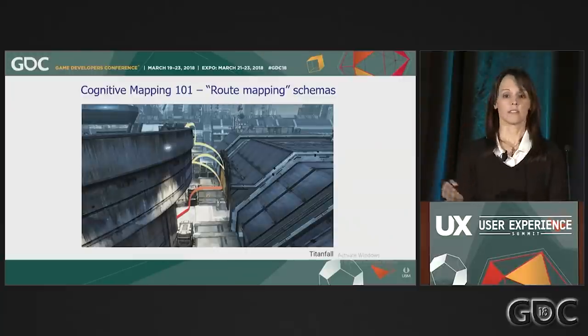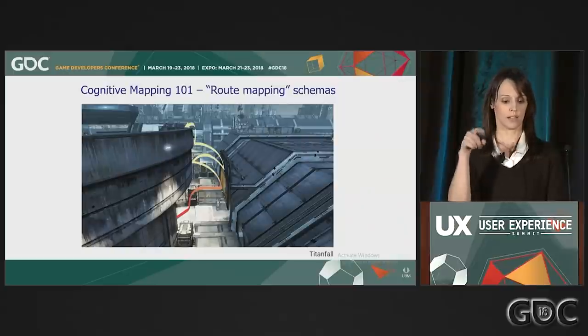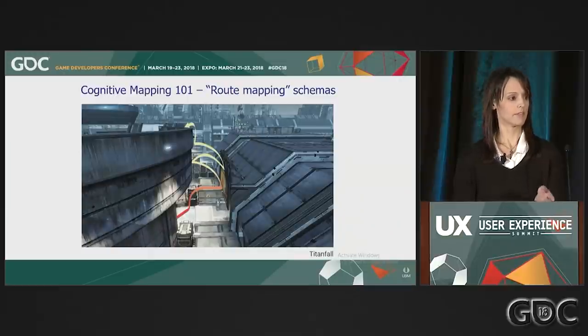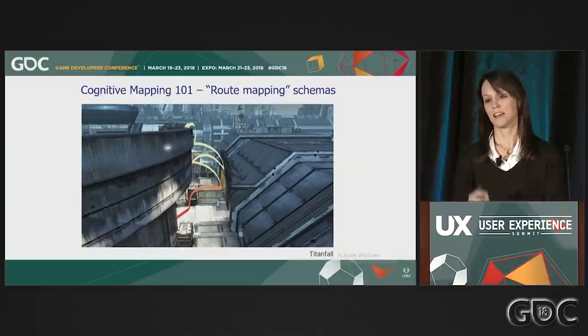If we wanted to give somebody in this building directions to the movie theater, you would go down the escalator. We would invoke route mapping. You take a left outside the door, you cross the street, and I'm totally making that up. I don't know my way around this city at all, but you get the general idea that we could give somebody directions through this type of schema processing.